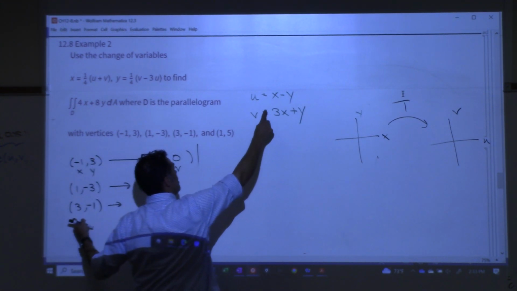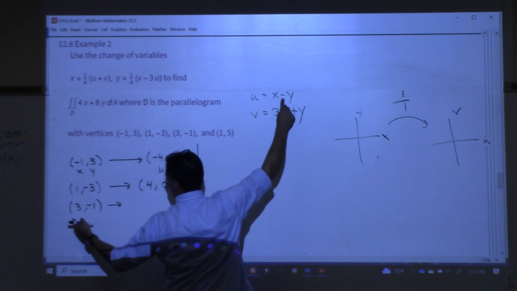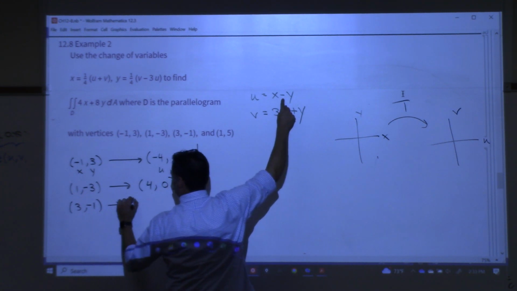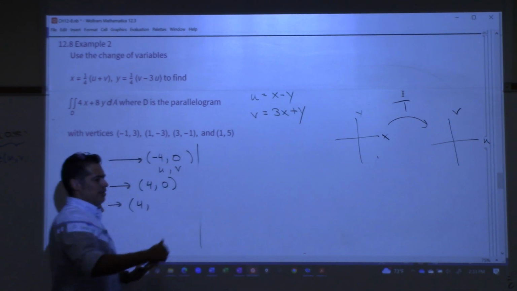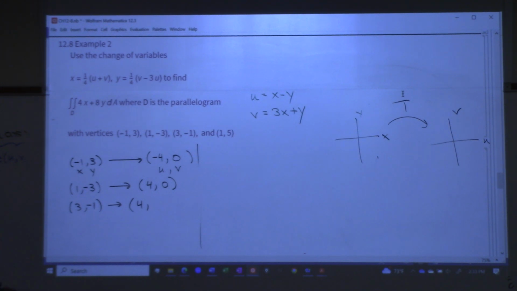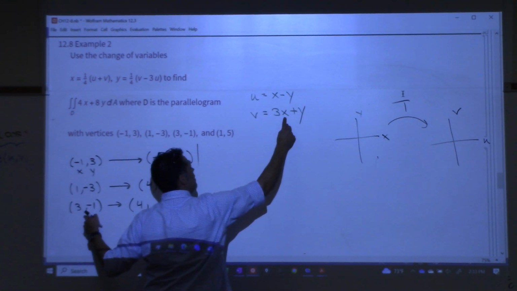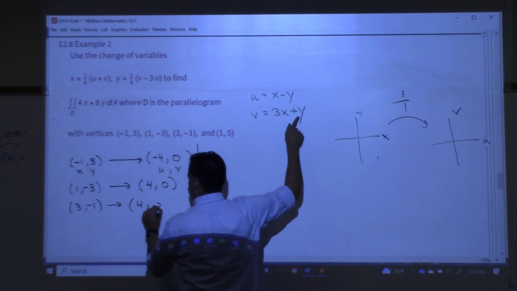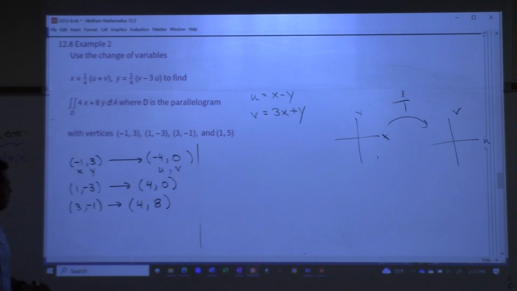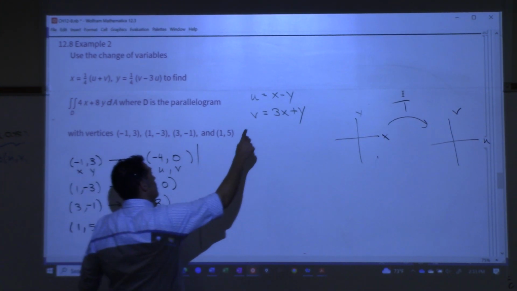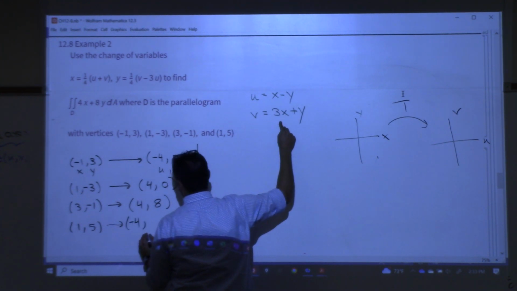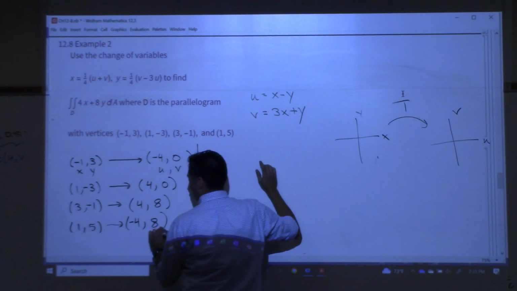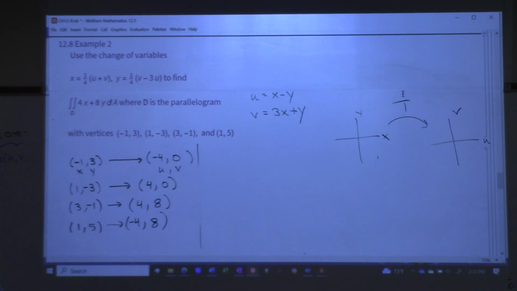So let's start with this one. 3 minus negative 1. 3 minus negative 1, so 4. No, minus negative, so plus. And then now 3 times 3, and then plus negative 1, that should be 8. 4, 8. And then one more. Negative 4, 8. Y'all got that?